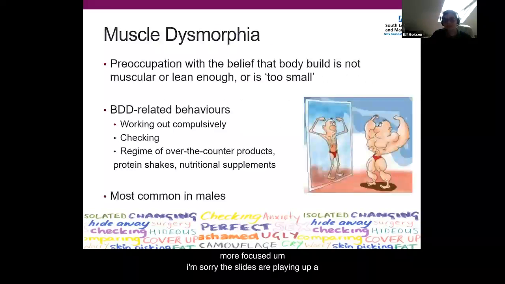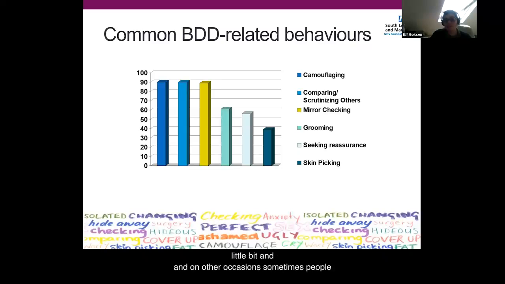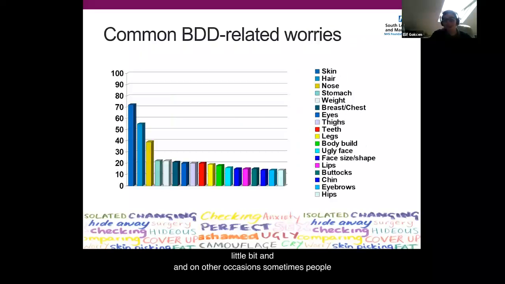I'm sorry, the slides are playing up a little bit. And on other occasions, sometimes people can describe thinking that it's not so much about a particular part of their body that they're worried about, but their more general appearance and how their features might come together and how their features might fit, and feeling that this doesn't feel quite right. So these worries can present quite differently from one person to another. And this is an example of some of the most common ones that we can hear about.